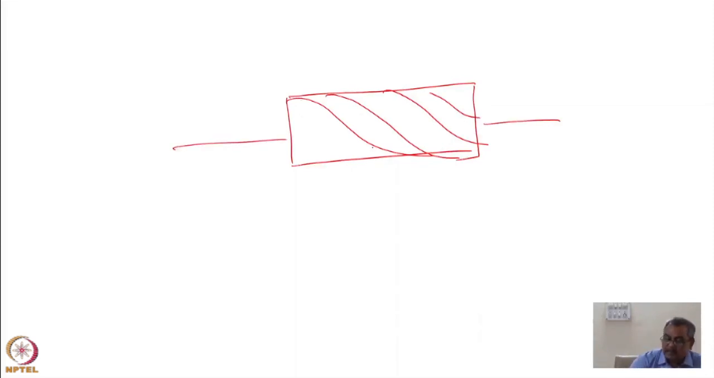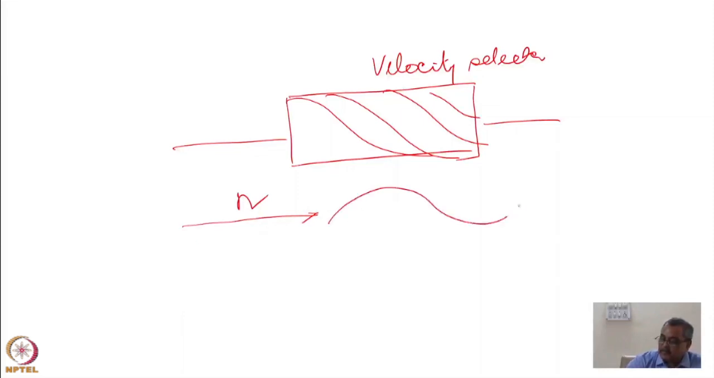Now, a neutron in the laboratory frame is moving in a straight line. But in the rotating frame of this velocity selector, the straight line becomes a helix. And if the slots on the body of the velocity selector match, then you have a wavelength and a band. So you have a lambda plus minus delta lambda that is allowed to pass through the velocity selector.